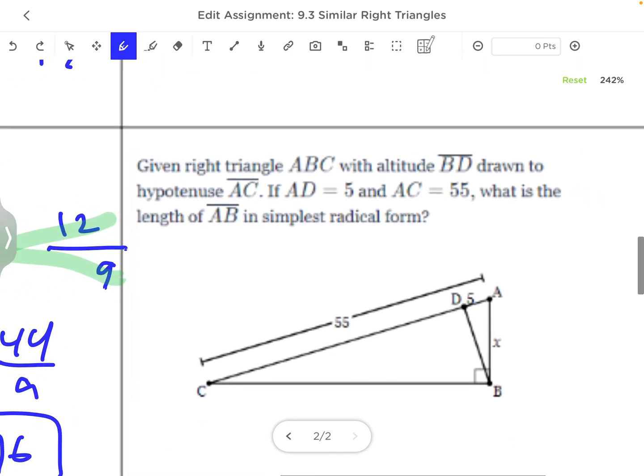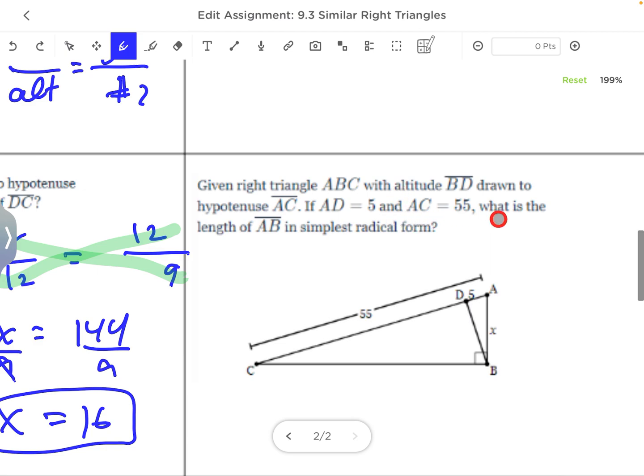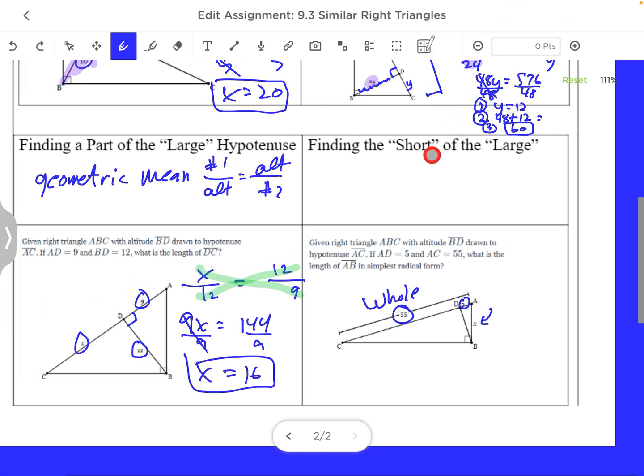follow our simple steps. Okay, so it says given the right triangle ABC, right, the big one, ABC. If AD is 5, okay, AD is the short part, and AC is 55, so that's the whole thing, right? What is AB? So AB is this right here. So on this one, we're trying to find the short leg of the large triangle, right? Because if we notice, this is the large one right here, right?